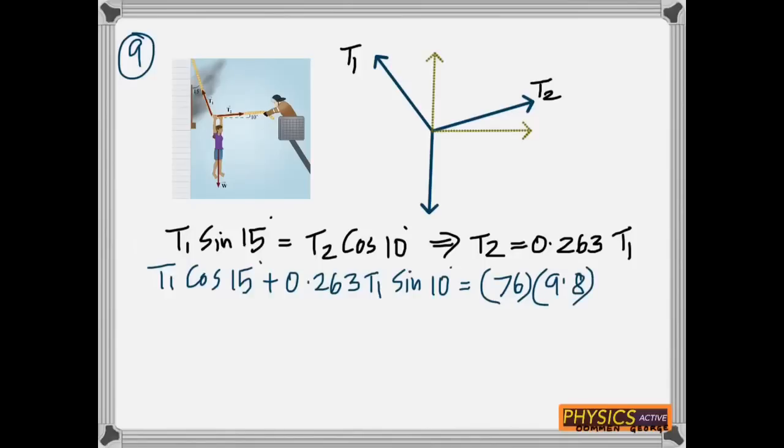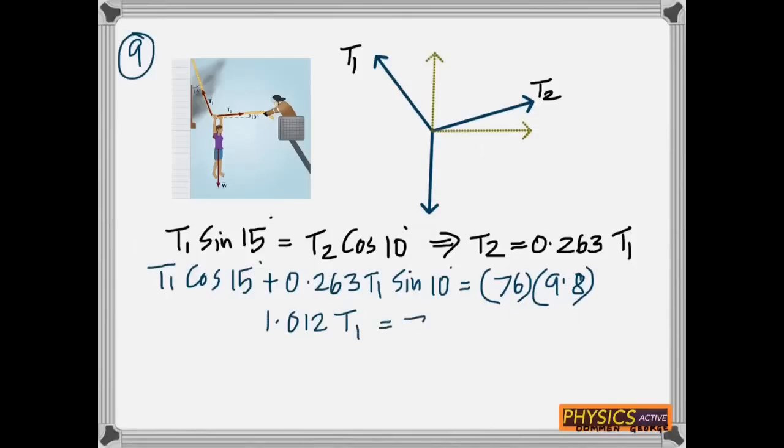And then when you take the forces along the y-axis, this is going to be T1 cos 15. And you have T2, which is also going to give T2 sine 10. So you have the component of T1 along this direction, which is T1 cos 15. You have the component of T2 also along this direction, which is T2 sine 10. But remember, T2 is 0.263 T1. That's why you got those two added up, because both are in the same direction. And together they balance the weight, which is 76 times 9.8.